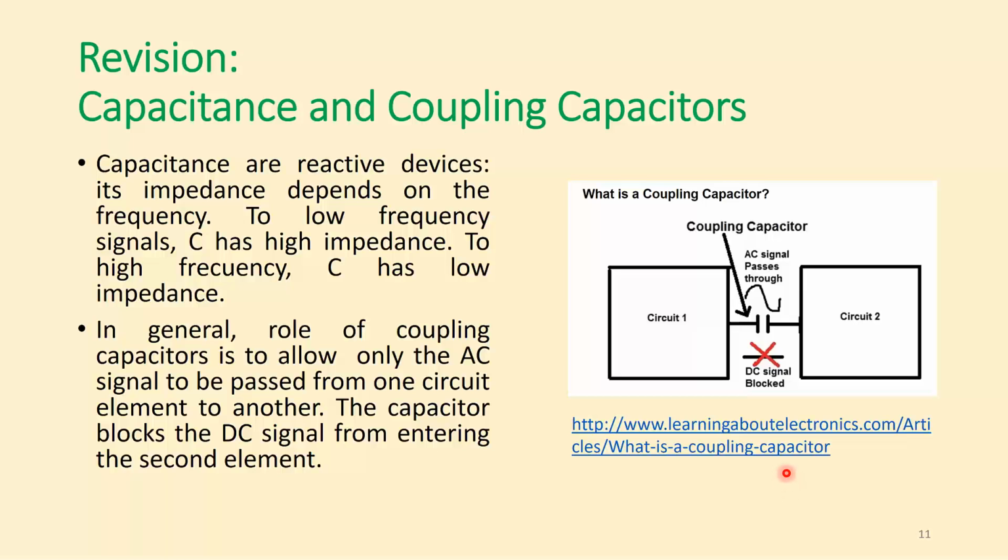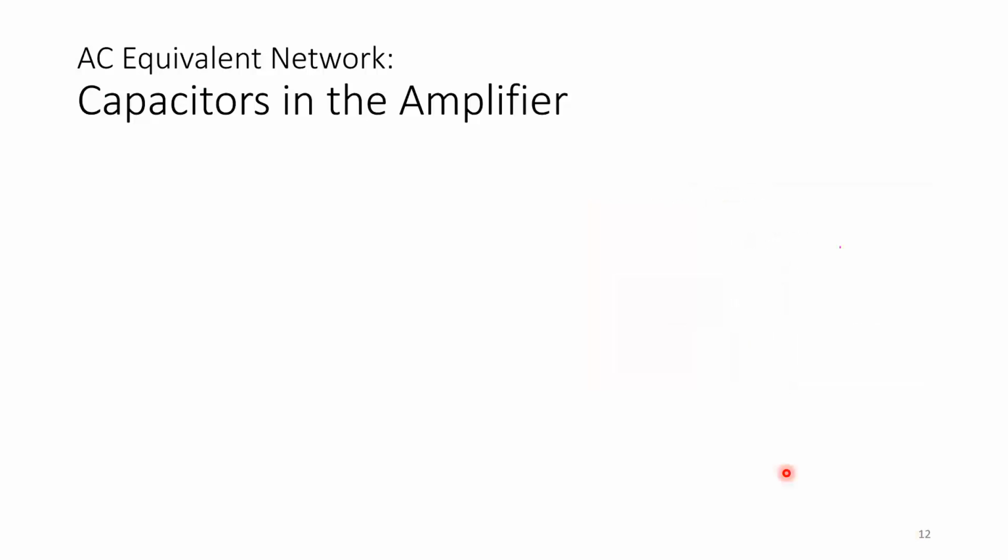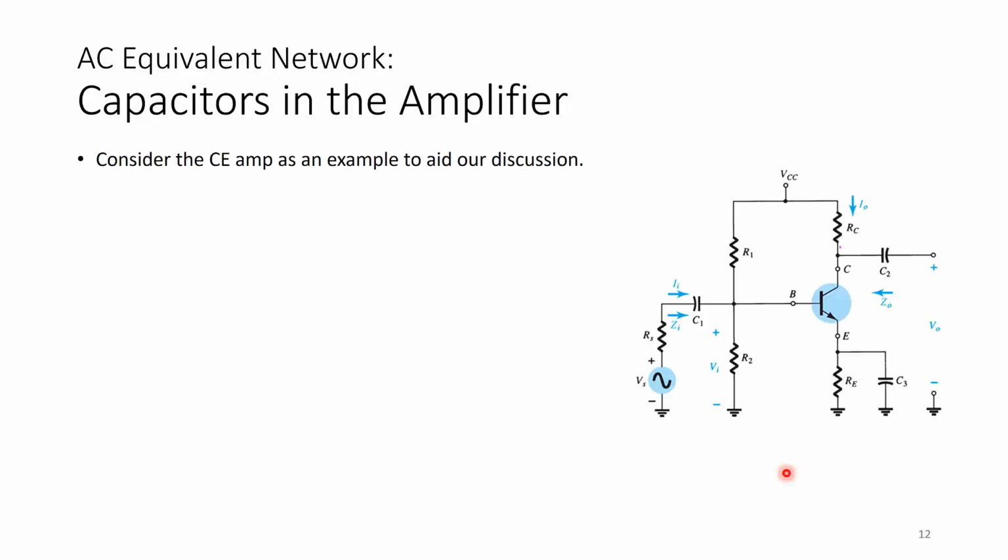You can have a look at this more under the learning about electronics, just to reinforce what you already know. So, capacitors in the amplifier. Consider this CE amplifier, the common emitter amplifier, as an example to aid our discussion. So we have C1 and C2 here.